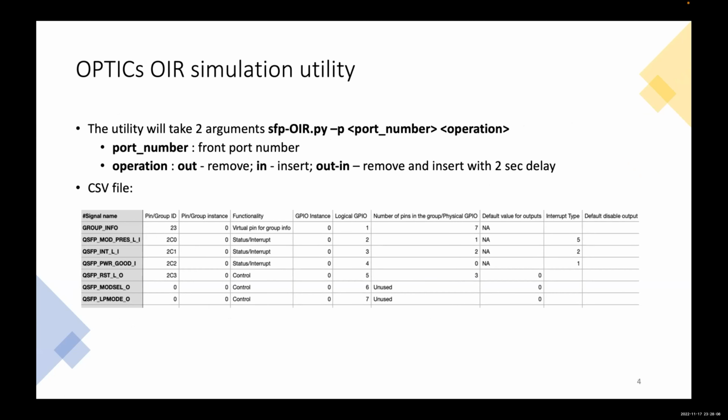In a little more detail, at the utility level we made a Python script which takes as input the port number where the optics is inserted, and the operation: out for removal, in for insertion, and out-in for removal followed by insertion, which can further be refined by putting a proper gap between the removal and the insertion. For now, we have put it as 2 seconds.